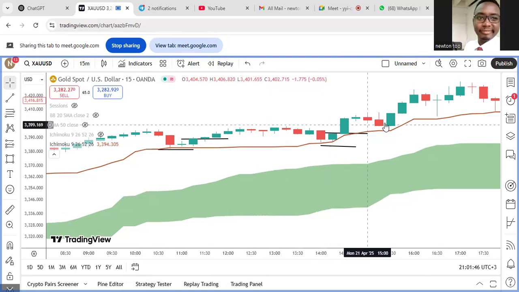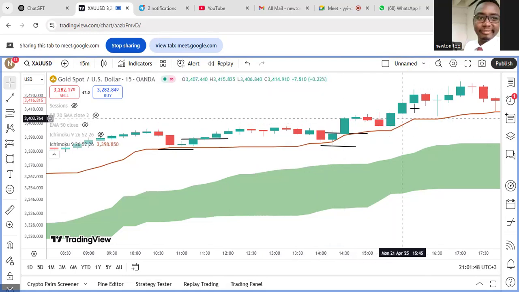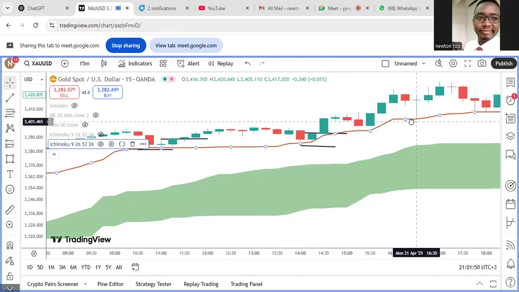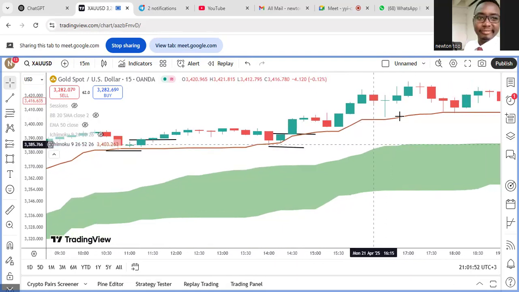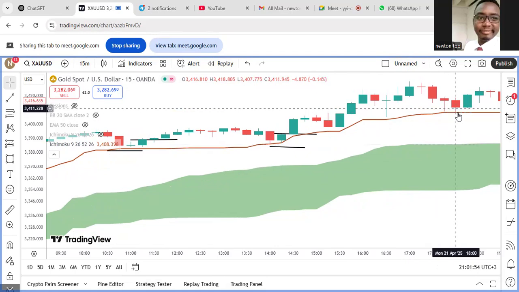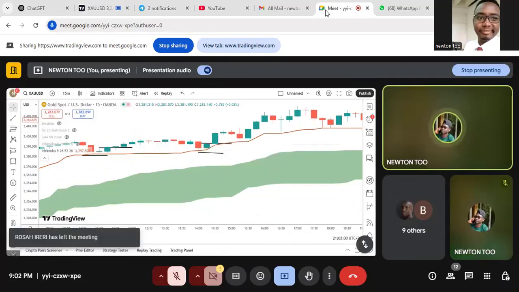Then nikuja ningoje tena again. Hapa ijaguza baseline, haijaguza baseline again. It has not touched the baseline. Then hapa you can see again it has touched the baseline. So to me, I'm gonna be taking buy only. I'm gonna be taking like buy trade only when it touches the baseline. Only. That one is also a strategy you can trade.